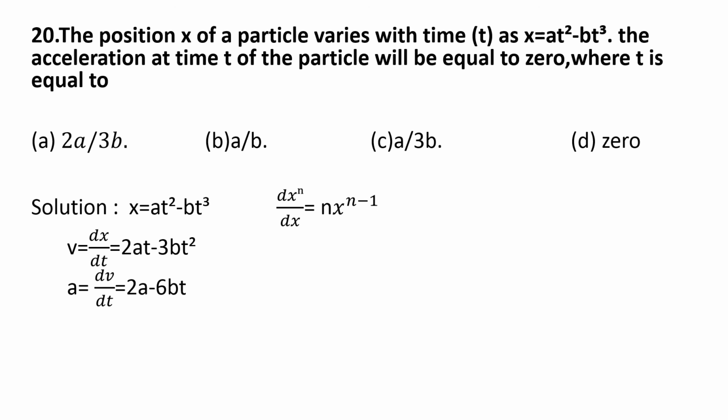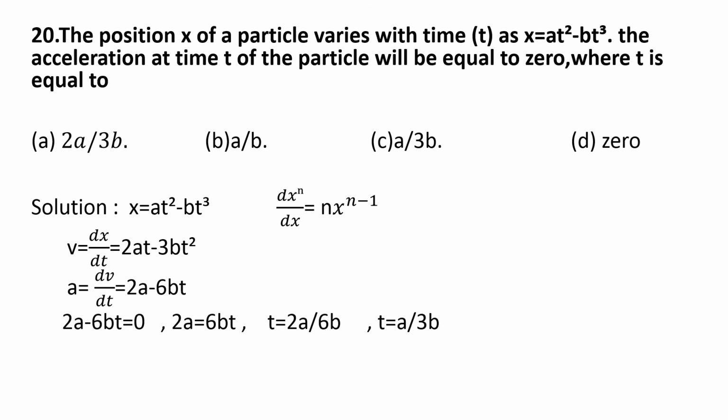So in this question they said the acceleration at time t of the particle will be equal to 0. So next, equate this equation to 0. 2a minus 6bt is equal to 0.